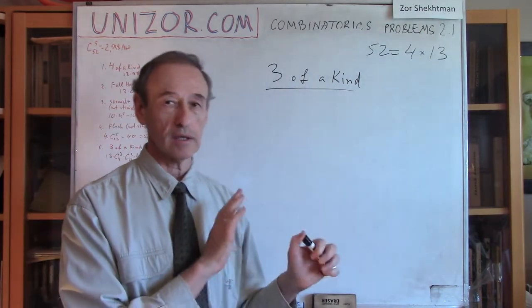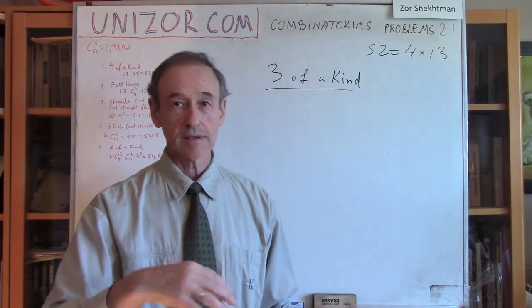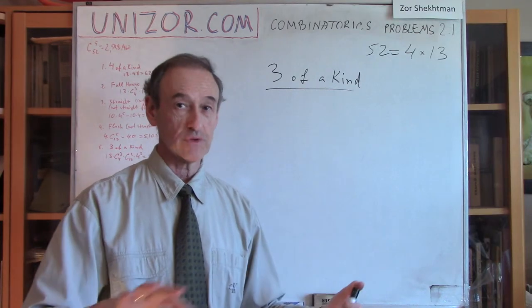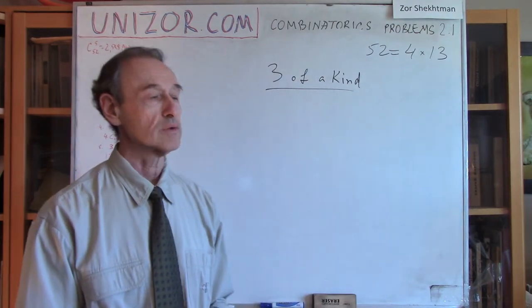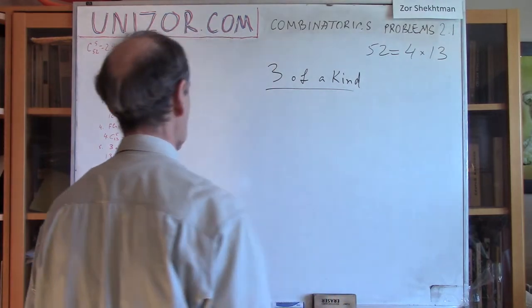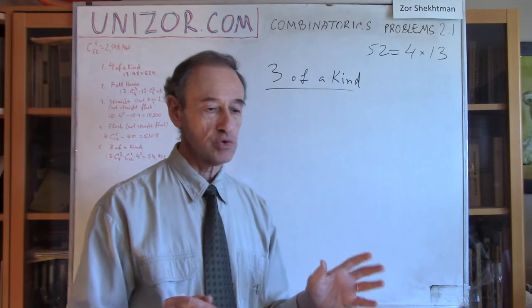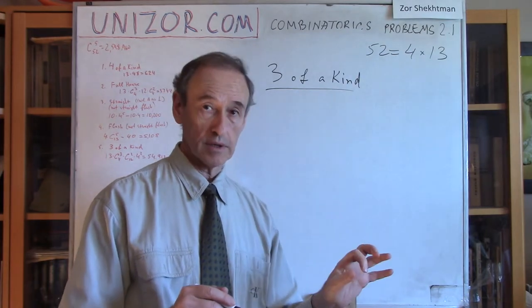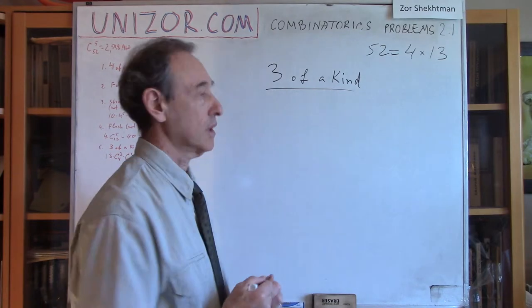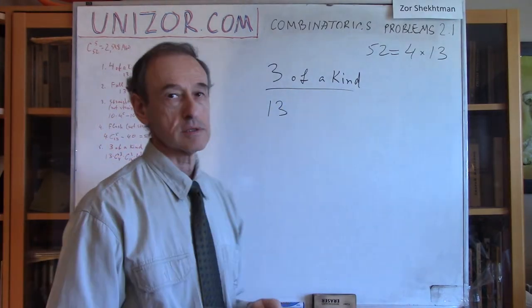Three is different from four, because if we pick three, by accident, among the other two we might actually get the same rank, so we have to somehow count it off. Alright, so let's address the problem of three of a kind. First of all, let's choose the rank of the three cards which are supposed to be among these five. Well, there are 13 choices for the rank, from 2 to Ace.